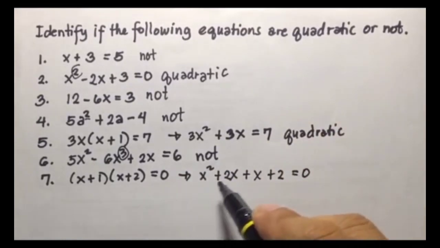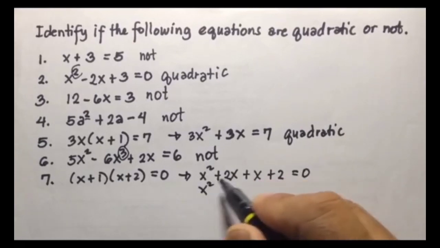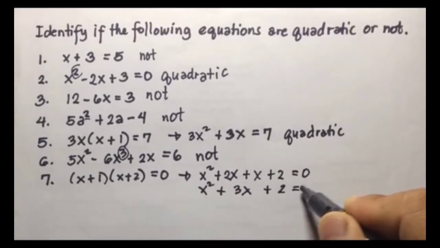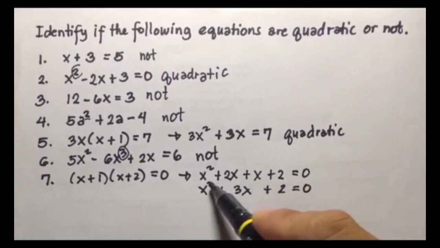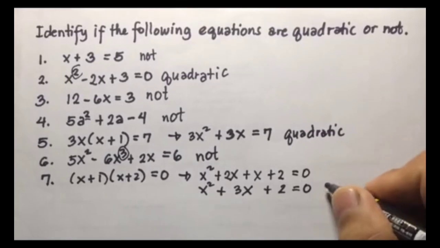Then if we simplify this, 2x plus x is 3x, so we're going to have x squared plus 3x plus 2 equals 0. The highest exponent here is 2. Therefore, this one is a quadratic equation.